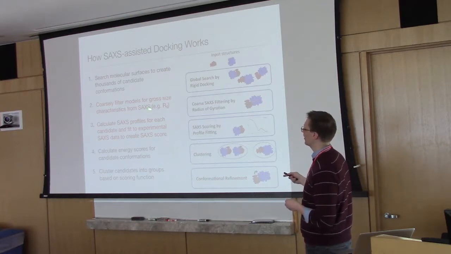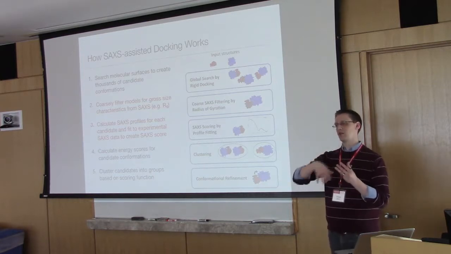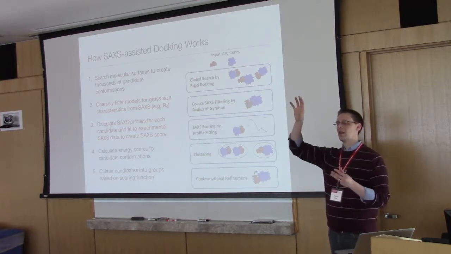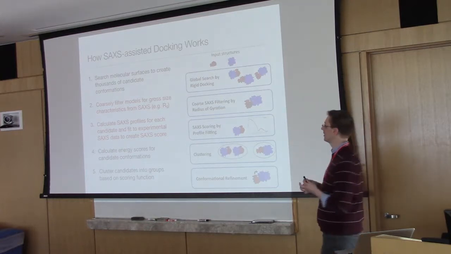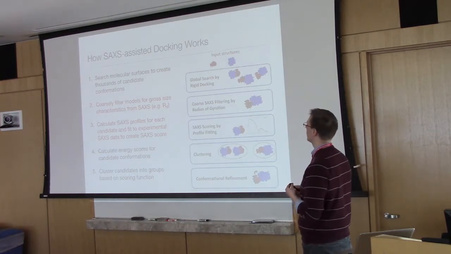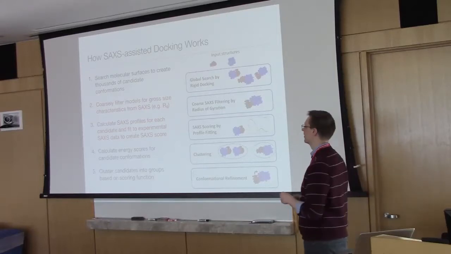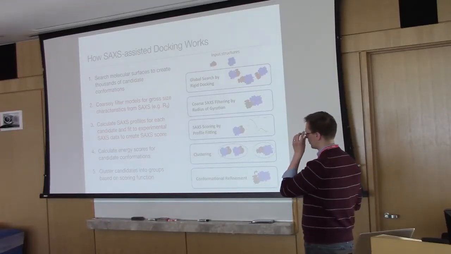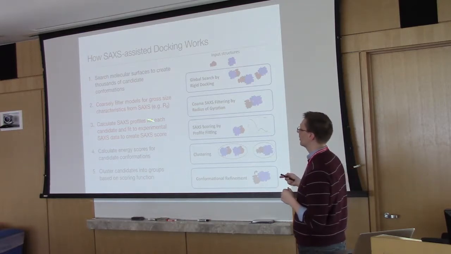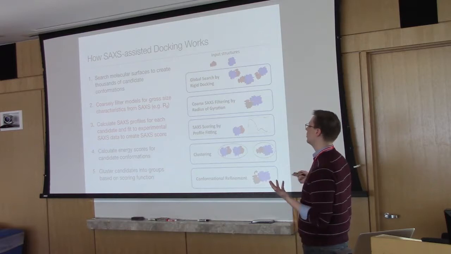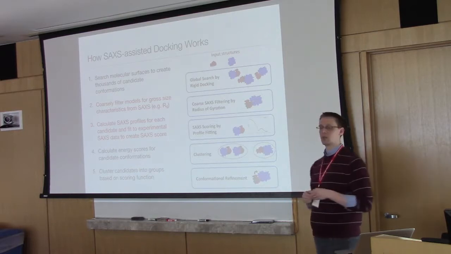You coarsely filter those models based on the gross size characteristics, like RG. So if you've got some molecule that looks like this and some molecule over here, your RG will be different than if the molecule was inside of this molecule A. And so that allows you to filter out without having to go through the whole calculation of the scattering profiles based on thousands of candidate conformations. And then your remaining conformations, you calculate the full SAXS profiles for each, and then you cluster them and come up with the best possible candidates, and then you can do some conformation refinement.